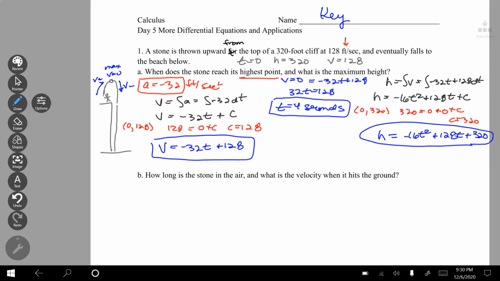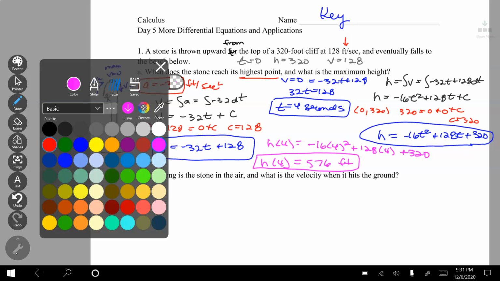And since my time was 4, my height at 4 is going to be, well, let me go down a little bit lower. It's going to be negative 16 times 4 squared plus 128 times 4 plus 320. I get my height at 4 is equal to 576 feet. That is the maximum height.